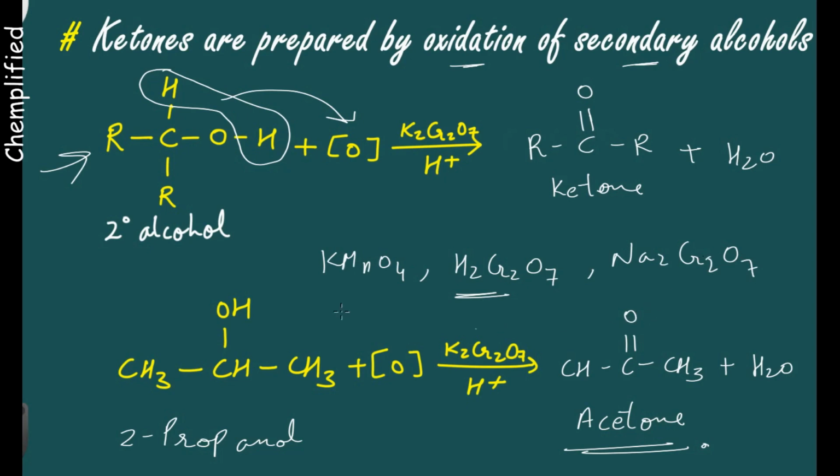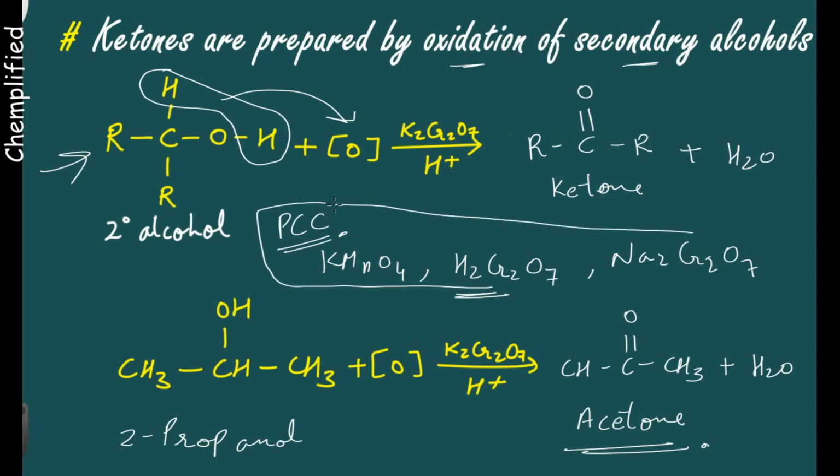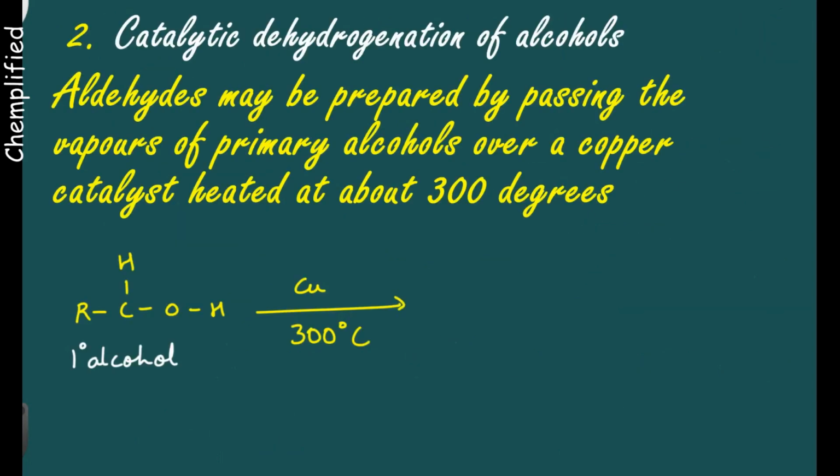You can also use PCC. What is PCC? Pyridinium chlorochromate, right? These are the oxidizing agents that you can use for the production of aldehydes and ketones using primary and secondary alcohols. The reaction will be same. You will get a water molecule and a ketone or an aldehyde, right? So this was the first method of preparation. Let's move to the next.